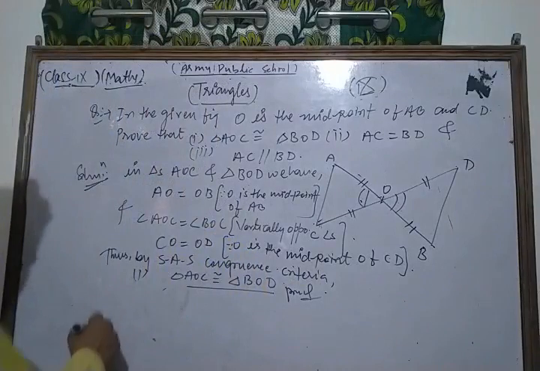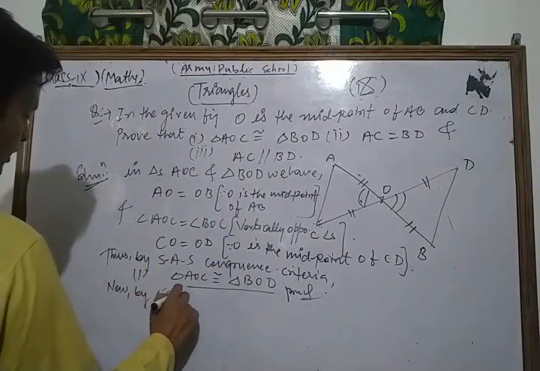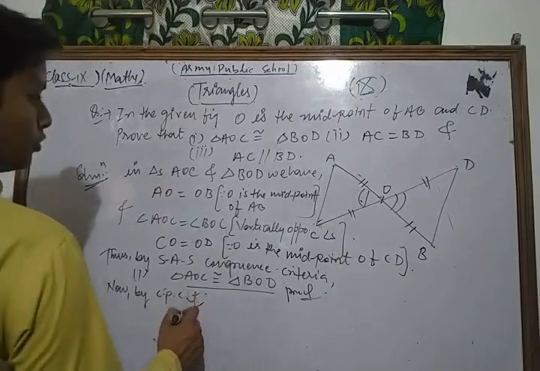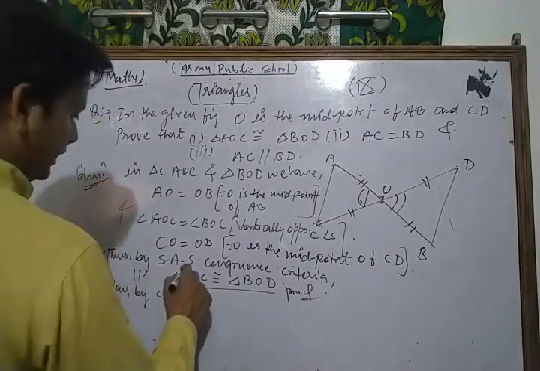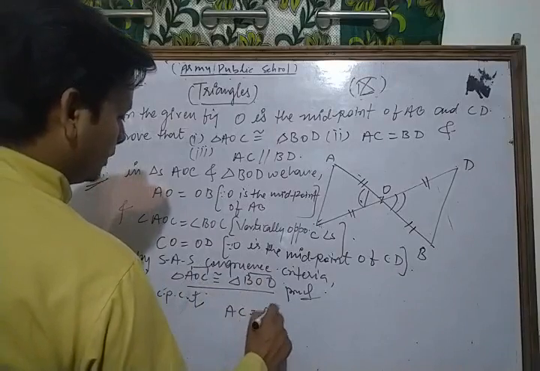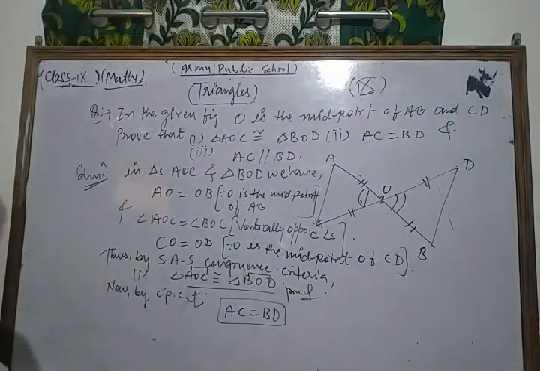And by CPCT, now by CPCT, means corresponding parts of congruent triangles are also equal. So corresponding parts are what? Now let's see. AC is equal to BD. This is AC is equal to BD, by CPCT, means corresponding parts of congruent triangles. Okay, dear friends.